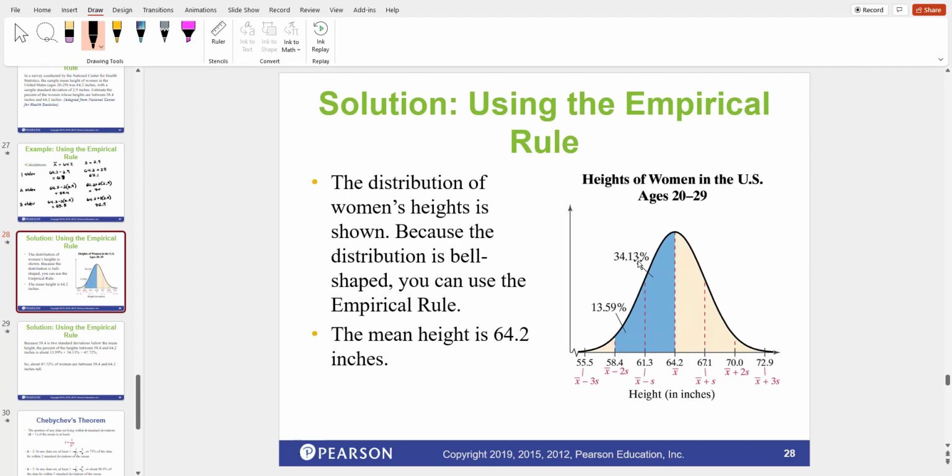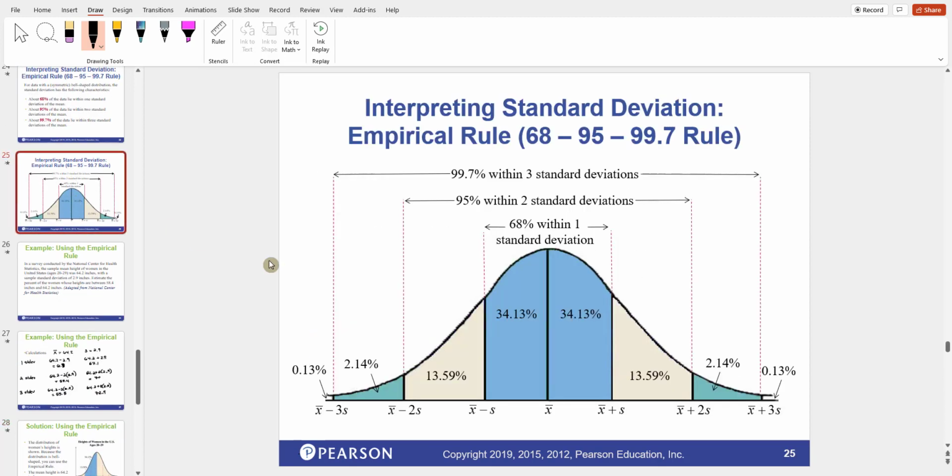I know you're asking, where did I get the 34.13 and the 13.59? I got it from this graph here, because when you split it up into those sections, those are the percentages.